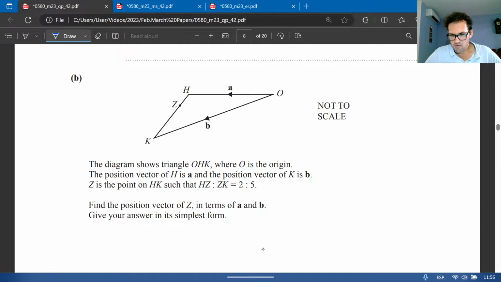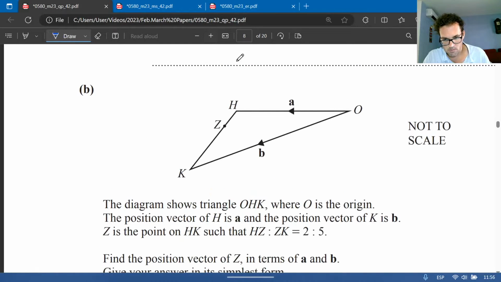The position vector of H is A. Okay, so that's just mean from O to H is A, and the position vector of K is B. It just tells you you're going to have to use these A's and B's, yeah? Z is the point on HK such that HZ to ZK is the ratio of 2 to 5. Okay, I'm going to zoom in a little bit, okay? So the ratio here is 2 to 5. So that is 2 from H to Z, Z to K is 5.